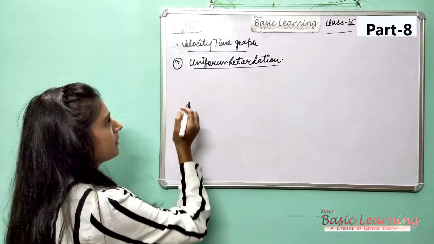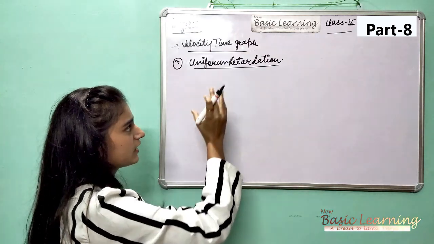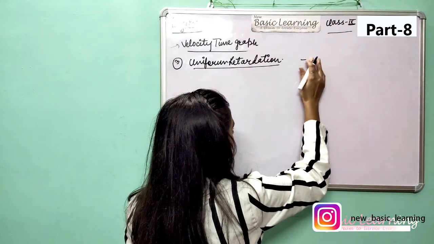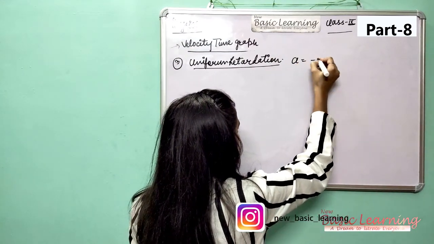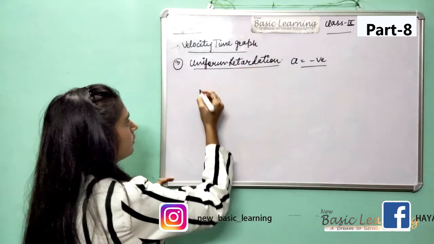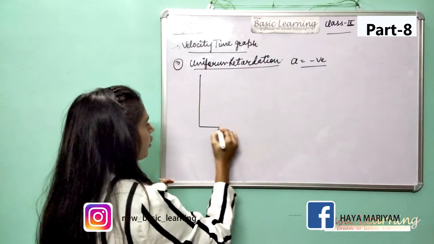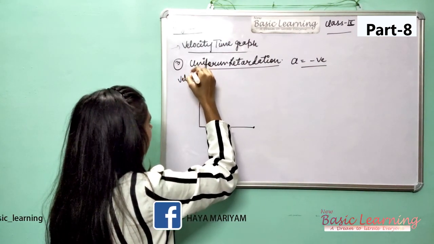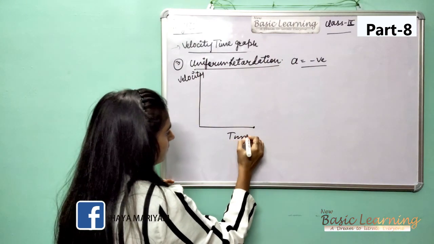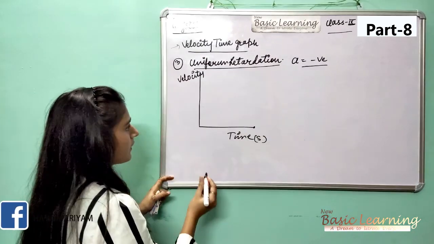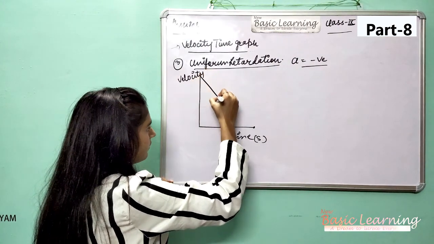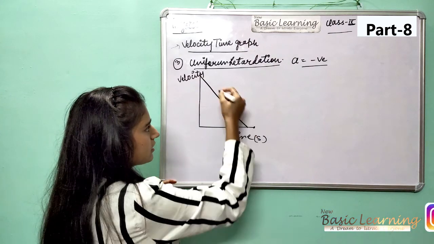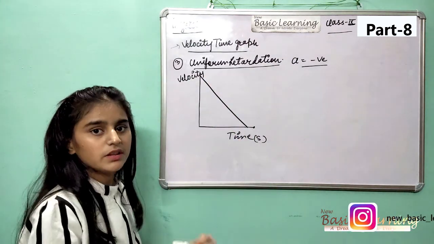The third point is about uniform retardation. When we talk about retardation, the acceleration will be negative. Now we will draw a VT graph first. This is velocity, and here we plot the time. If I draw a straight line making an angle of more than 90 degrees, this shows the uniform retardation.